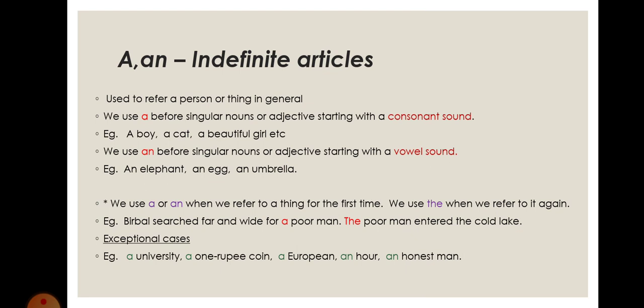But look at the second sentence. The poor man entered the cold lake. So there we are referring again to the poor man whom Birbal had found. So the reference now is clear about who that poor man is, who has been found by whom, by Birbal. So now it is a particular person, so we can use the definite article there. The poor man entered the cold lake.